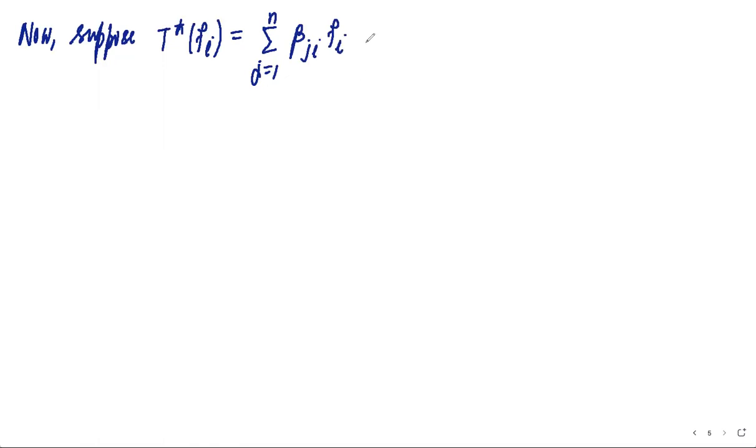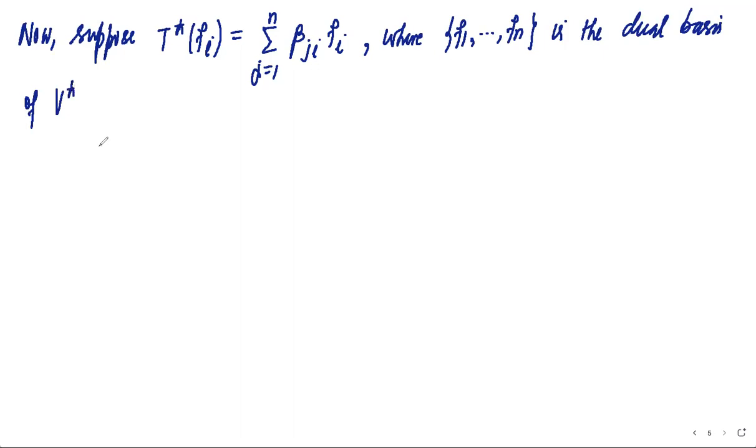Now we will try to look for the matrix B. Now suppose this T star of Fi is equal to summation j from 1 to n beta ji Fj, where this F1 through Fn is the dual basis of V star with respect to the basis V1, V2, Vn of V.